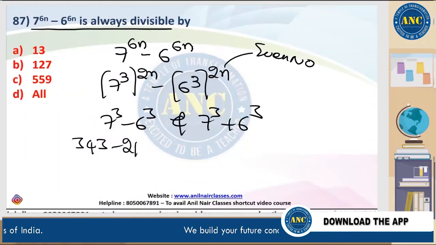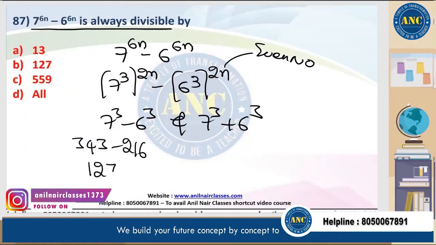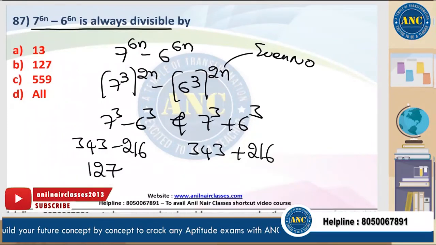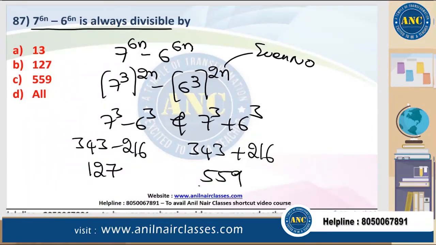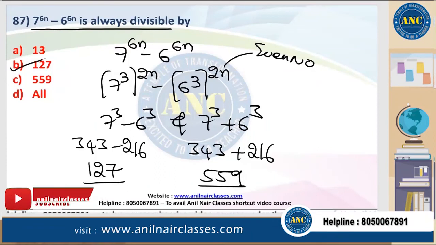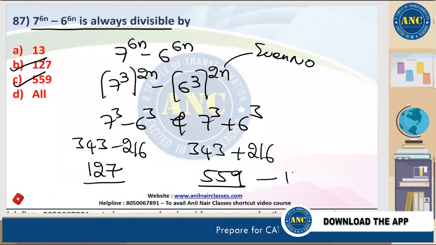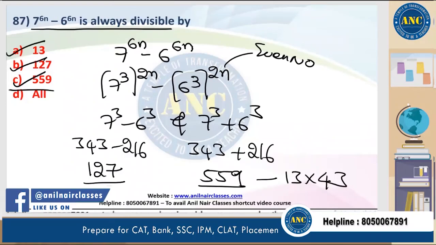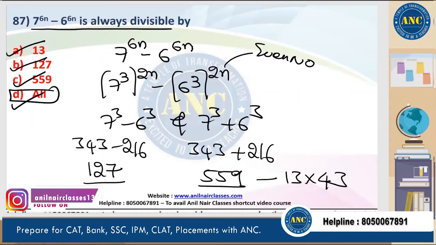343 minus 216 is 127. 343 plus 216 is 559. 127, 559. Anyway, 559 is nothing but 13 fours are 52, 43 is all, 13 is already there. So answer is all of this.